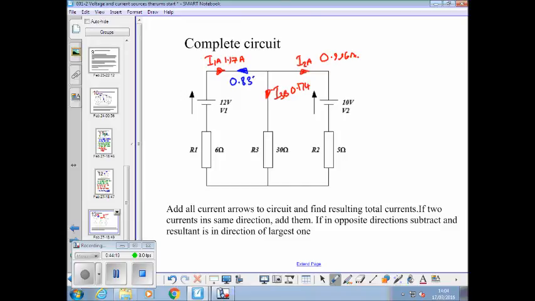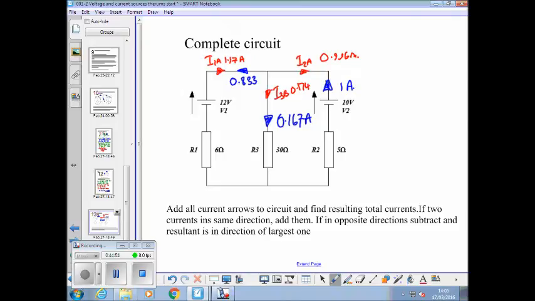Amps. For circuit B, the current here was in that direction, and what was it? 1 amp, wasn't it? Yep. And for circuit B, this current was in that direction, and it was 0.167. Okay. So what we now have to do is find the sum of the currents in each leg.